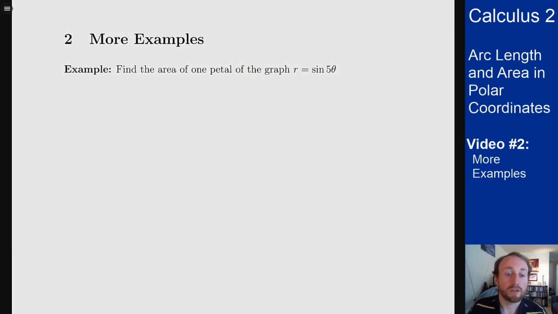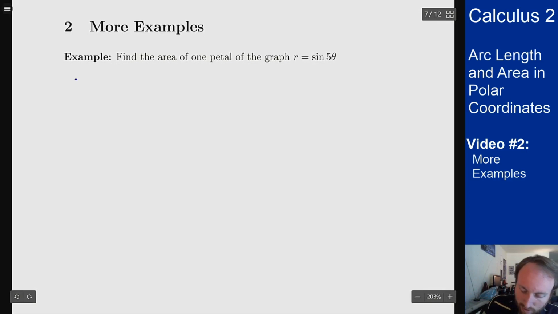In this video, we'll look at two more examples of finding areas of regions using polar coordinates. Now I want to find the area of one petal of the graph r equals sine of 5 theta. So the first task is to figure out what does this graph look like, and then what do I mean by one petal here. So let's start by looking at what this is just as a function of theta.